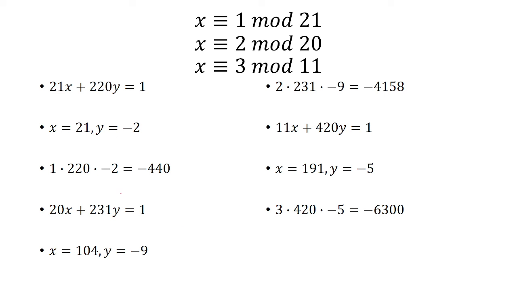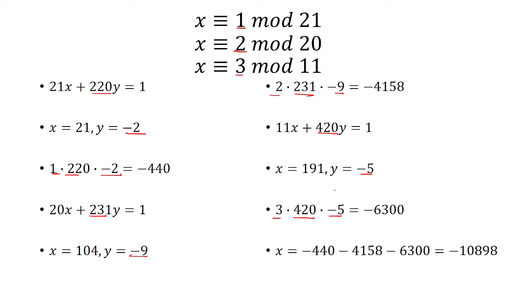So you may be wondering, where do these numbers come from? Well, this number is for the first one here. The 220 is the coefficient of y, and the negative 2 is also the y. So the next one, the 2 is the remainder. The 231 is the y coefficient, and the negative 9 is what we solved for y. Now the last one, we have 3 comes from this one. 420 is the coefficient of y. The negative 5 is the y value.